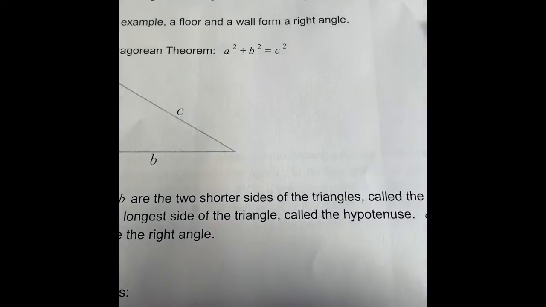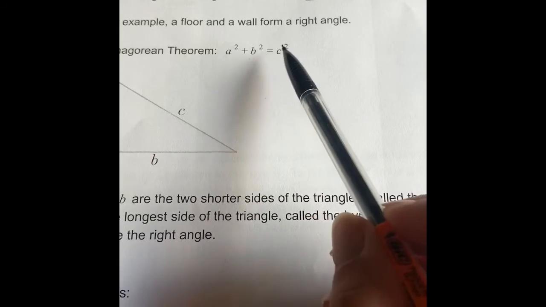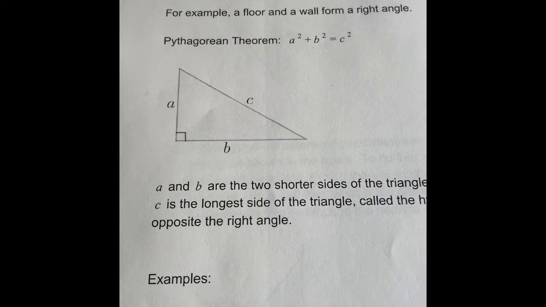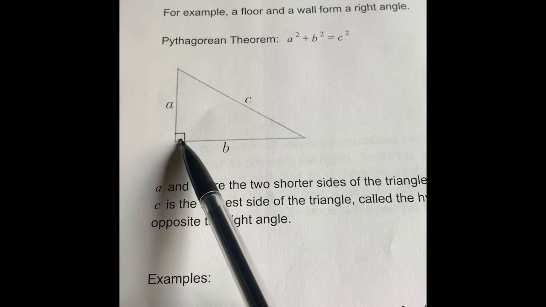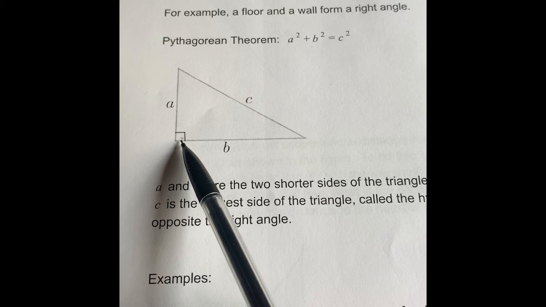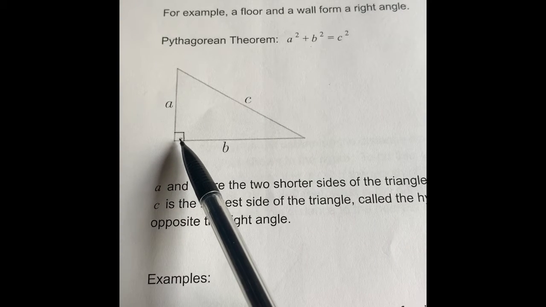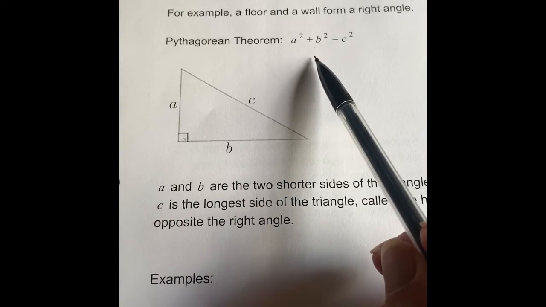The Pythagorean theorem you can see is right here. It's a squared plus b squared equals c squared. So what the heck do those mean? Well, if I gave you this right triangle here, this little box here tells you that that is a right angle, that's 90 degrees. If you do not see that little box in one of the angle corners, you cannot assume that it's a right triangle unless they tell you. So if you don't see this, it's not a right triangle and you can't use the Pythagorean theorem.